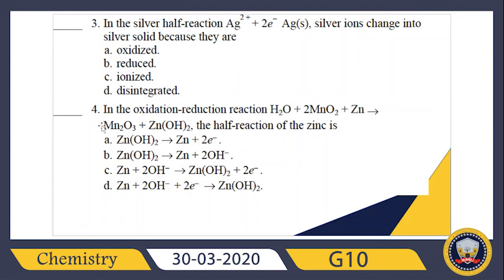Now question 4. In the oxidation-reduction reaction, H2O plus 2MnO2 plus Zn yields Mn2O3 plus Zn(OH)2, what is the half reaction for the zinc? So remember, we write Zn yields Zn(OH)2. Then we balance first. Do you remember? First we balance the atoms, then we balance the charge. So after that you will get the result, which is C. Number 4, the result is C. So let's continue now.